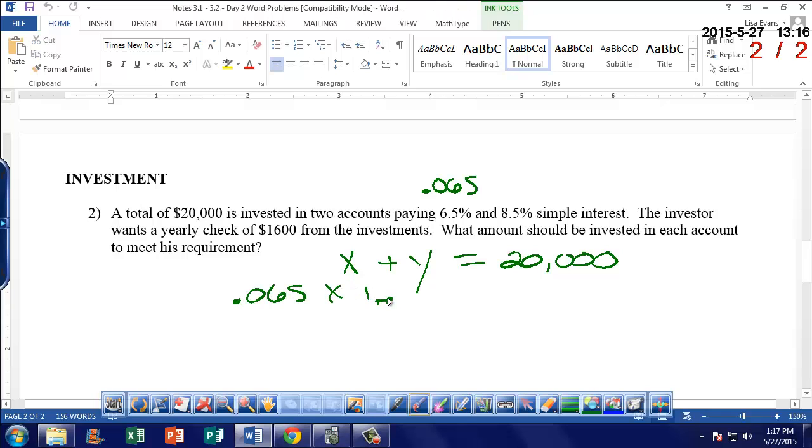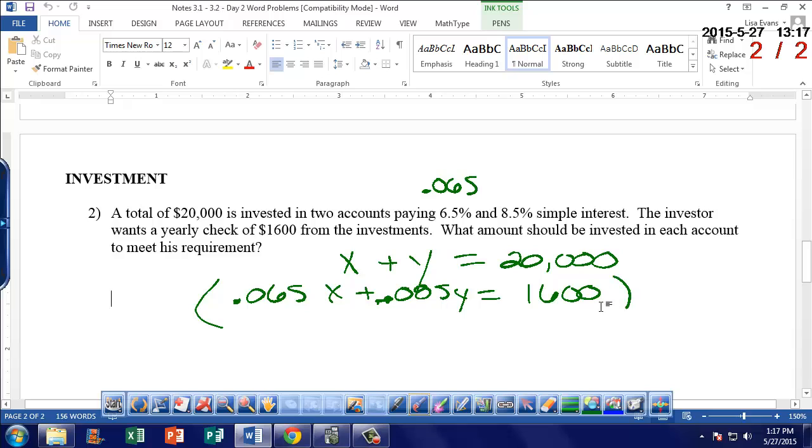The other one is 0.085. And we want the interest to be $1,600. So this one, I usually use elimination. I don't like to deal with decimals. I think students make mistakes when we deal with decimals. So in order to get rid of the decimal, actually I decided not to get rid of it completely.